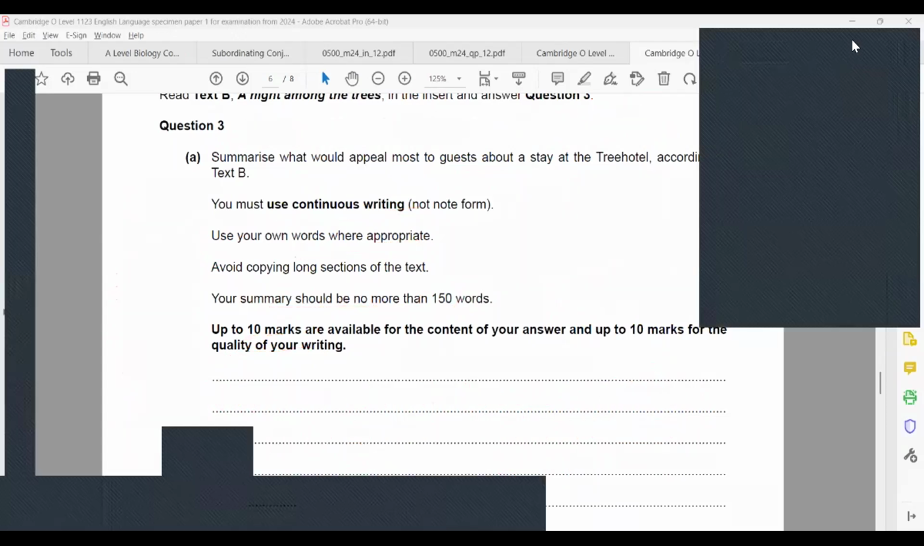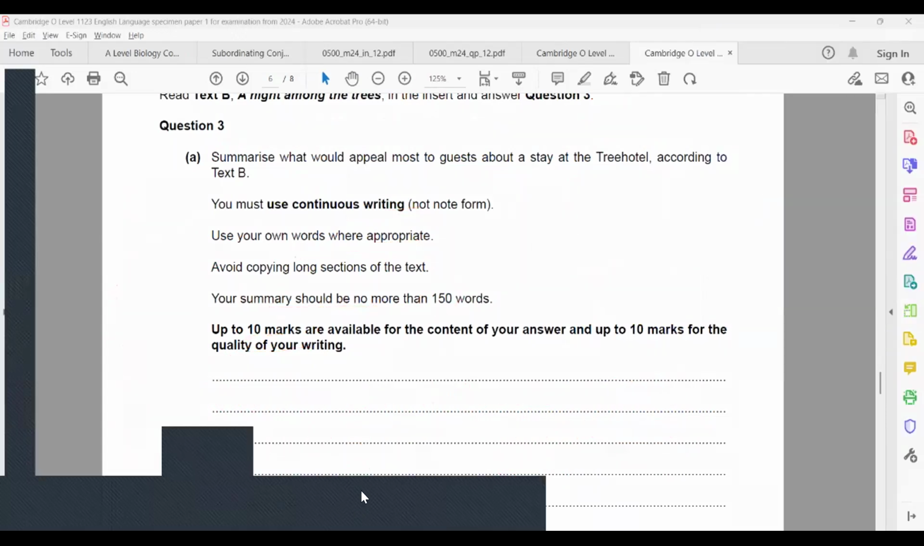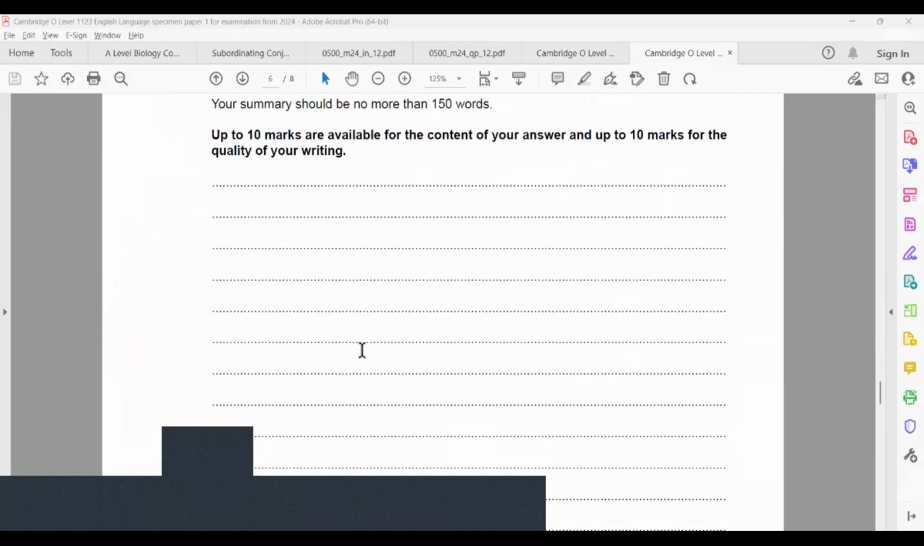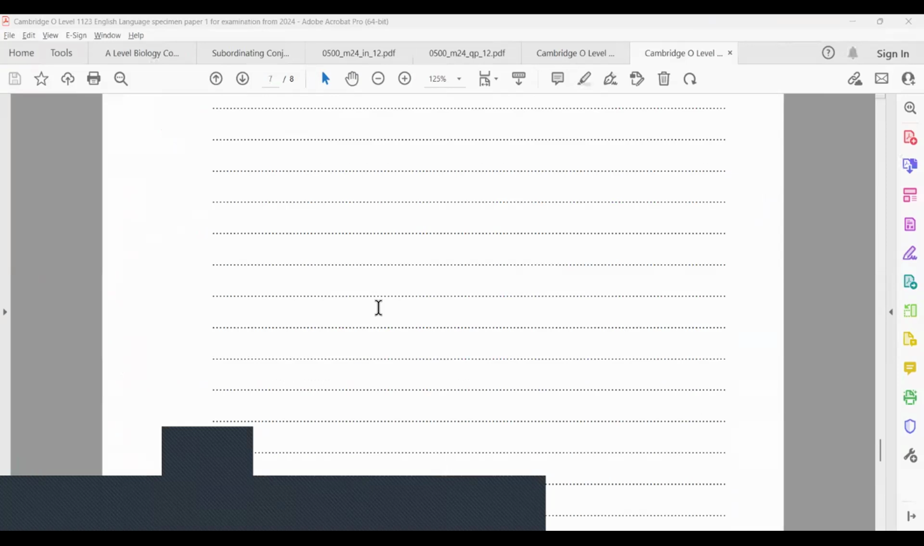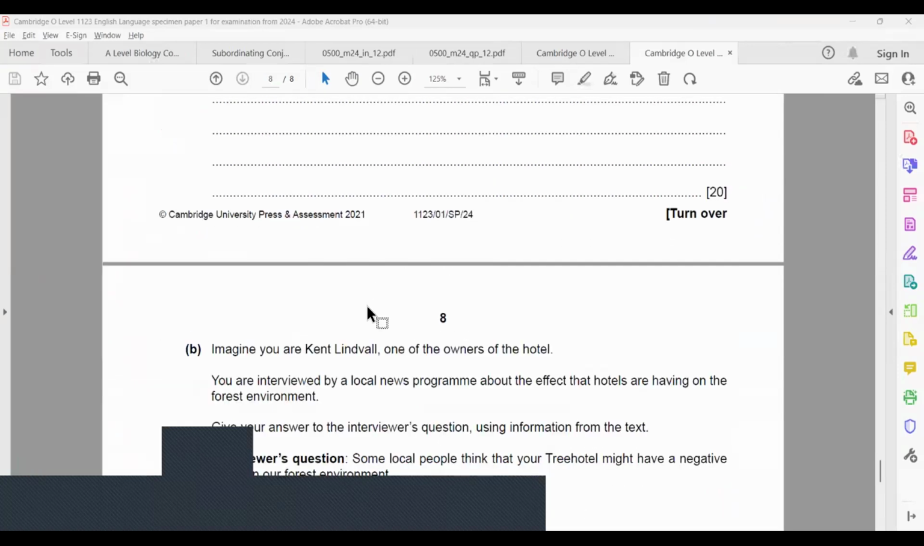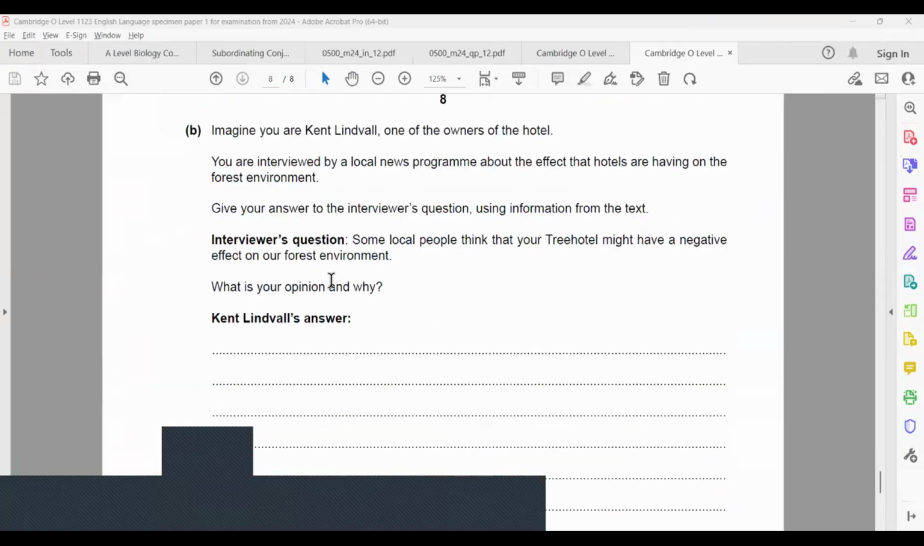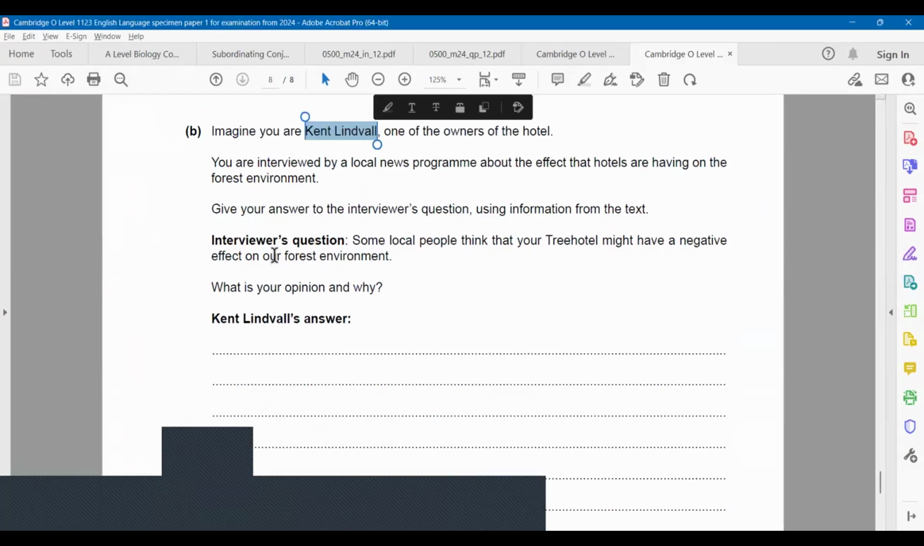And finally, the short response. You can see there's plenty of space given for the question, for the answer, and for the short response. Okay, so this Kent Lindwall is the person. I'm going to speed up a bit. There are only 2 minutes left for the meeting. And if there's any confusion, we can come back to this next class on Tuesday.